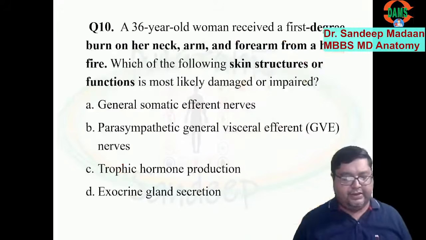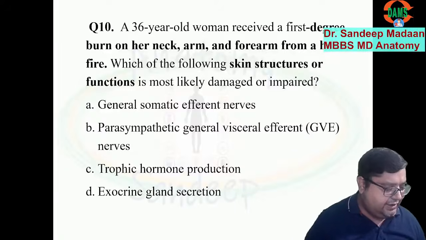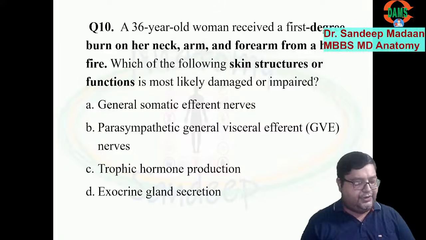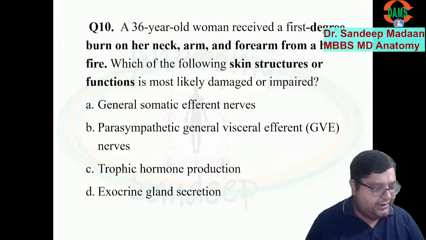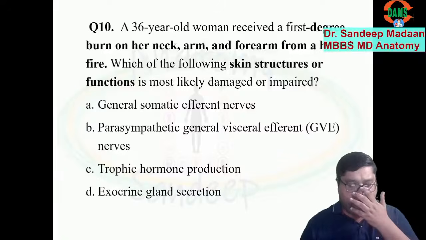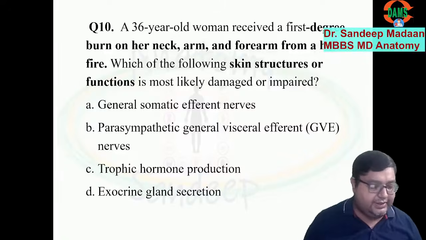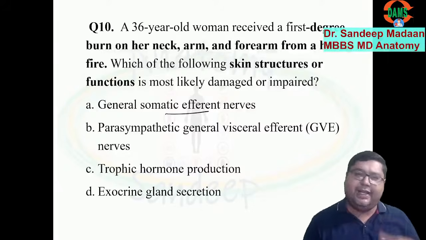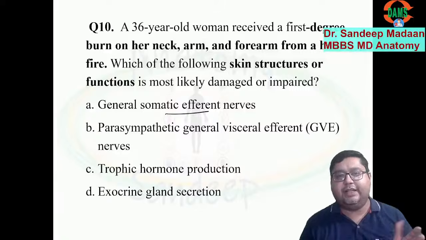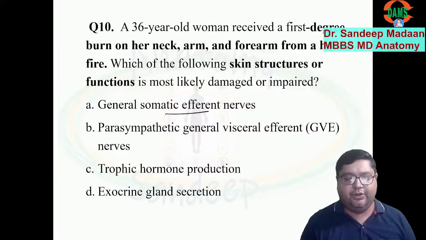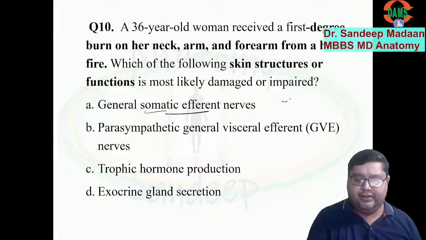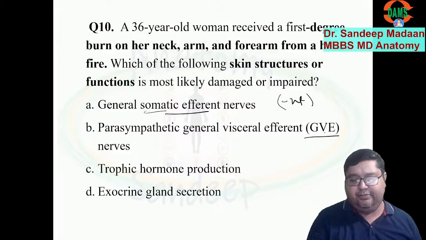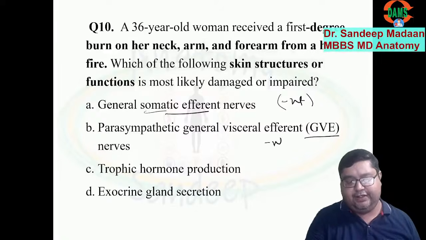Okay. Now this question, beta, tell me what will be the answer. This is a little bit tricky. This is having one catch. What is the catch? The patient is having a burn in the skin and they're asking which one will be injured. Now my question is, does the skin have any somatic efferent or any efferent for that matter? No. Skin does not have any efferent fibers. So GSE is not present. If it is absent, how will it be burned? It won't be burned. GVE, parasympathetic fibers, are absent in the skin.